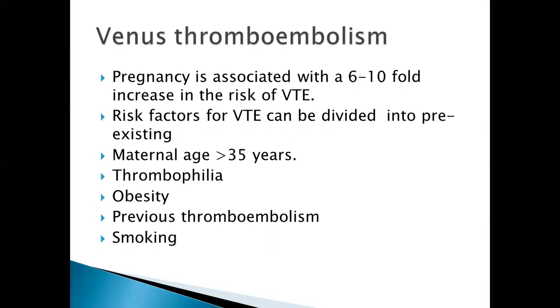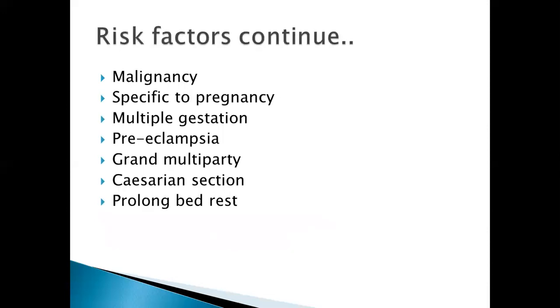The risk factors for venous thromboembolism can be divided into pre-existing and those developed during pregnancy. The pre-existing risk factors are maternal age more than 35 years, thrombophilia, obesity, previous history of thromboembolism, smoking, and malignancy. The risk factors specific to pregnancy are multiple gestation, preeclampsia, grand multiparity, cesarean section, especially if done in emergency, and prolonged bed rest.